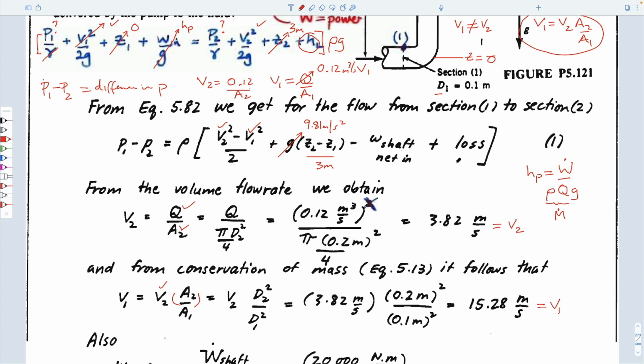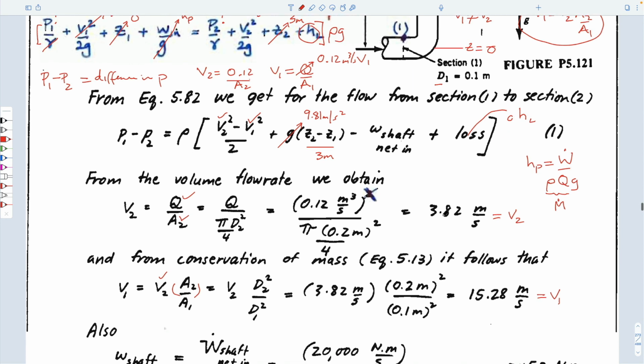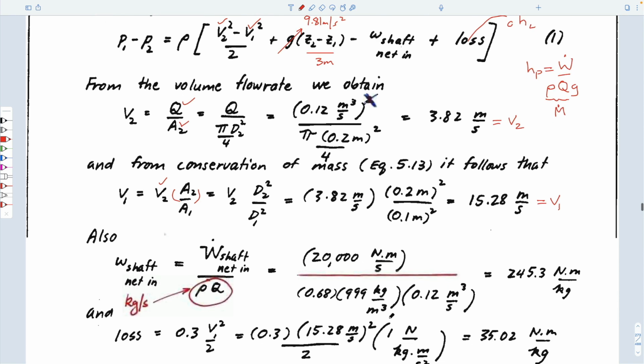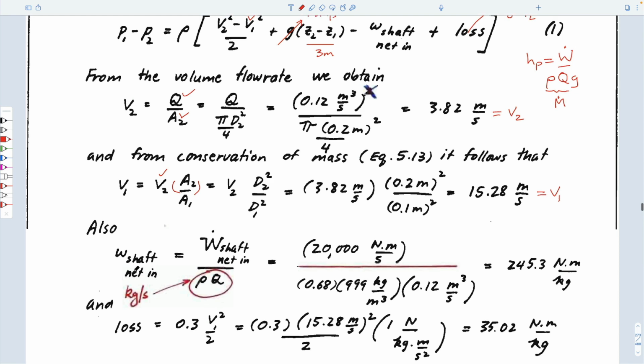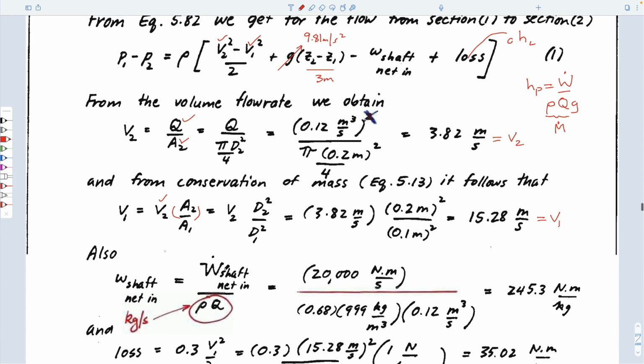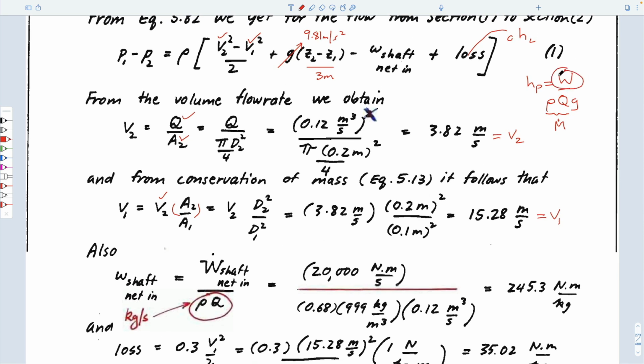We know what this is, this is the loss. This term here is HL multiplied by G. I'm not sure how the loss compares. Let's see how they do it at the bottom. So anyway, W shaft is just this shaft work here that we defined, divided through by the mass flow rate.